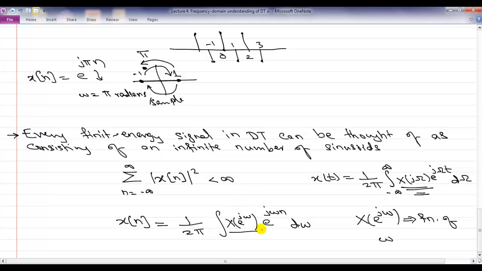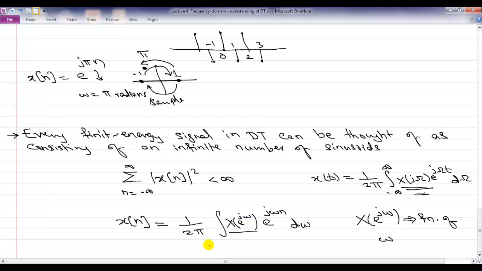Okay, so this is all good, but there is a key difference between the representation of the continuous time signal as a summation of an infinite number of frequencies and the discrete time. And the difference is that in the discrete time world, if we know the frequencies between, for example, minus pi to pi, or we know them between 0 to 2 pi or any 2 pi contiguous region, we know about all the frequencies.